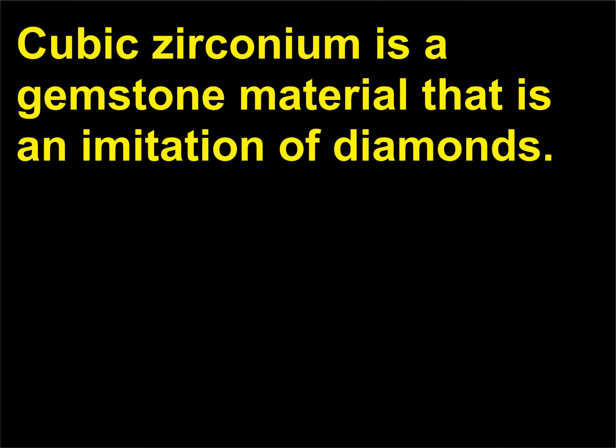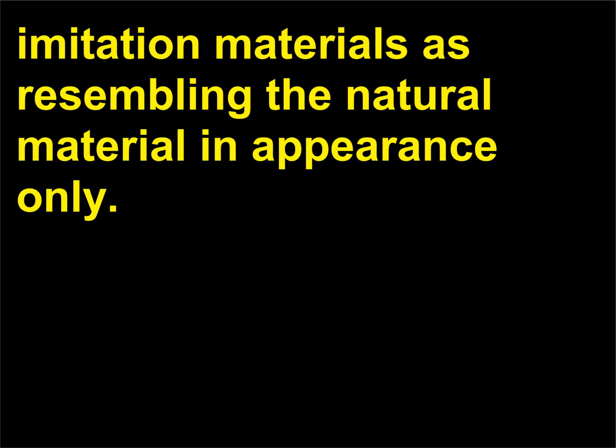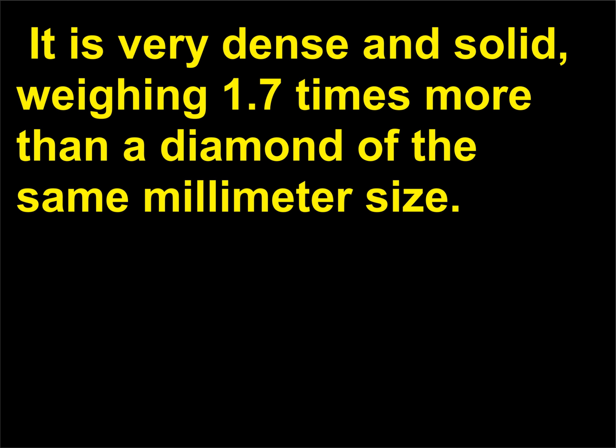Cubic zirconium is a gemstone material that is an imitation of diamonds. The word imitation is key. The U.S. Federal Trade Commission defines imitation materials as resembling the natural material in appearance only. Cubic zirconium may be cut the same way as diamonds. It is very dense and solid, weighing 1.7 times more than a diamond of the same millimeter size.